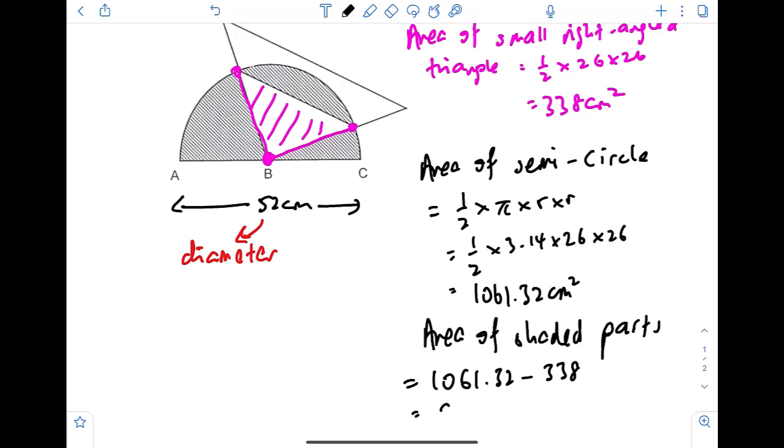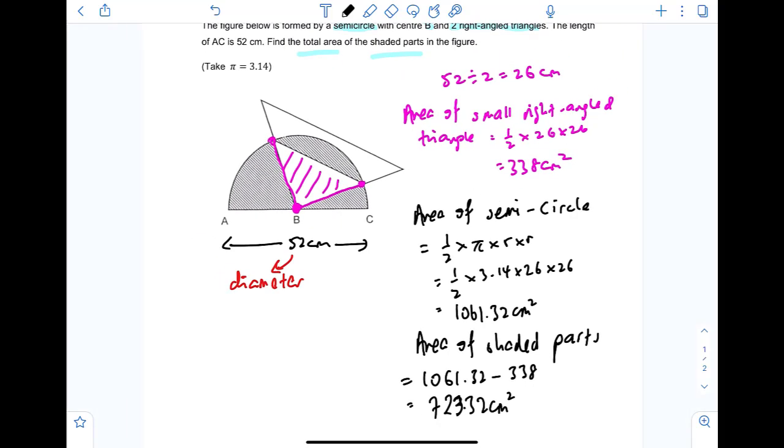Answer: 723.32 squared cm. Final answer for this question.